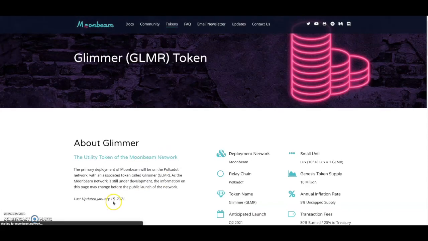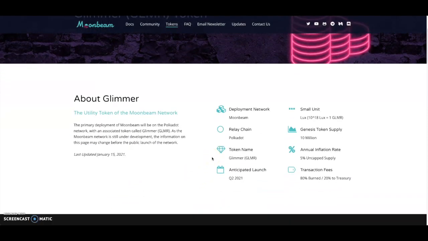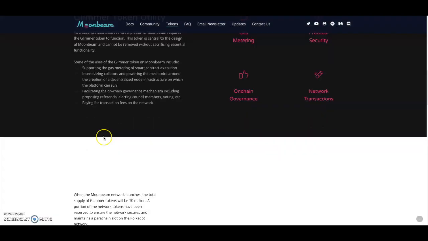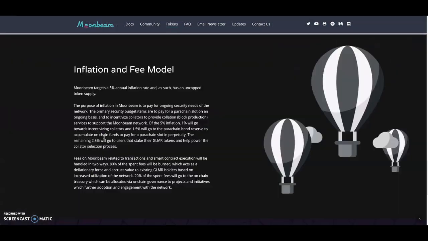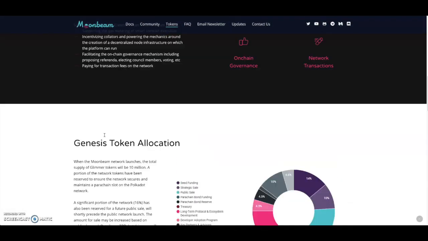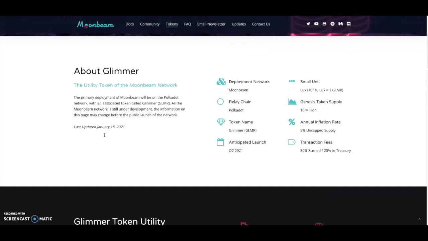Last update was just last month. Let's scroll down a little bit. No true update on exactly when it's going to come out, but it should be coming soon, within a few months I'd say, because a lot of people are waiting for this and are very interested in getting on it. Oh, here we go. Anticipated launch Q2 of 2021. So it could be three to four months when they finally launch, and that's going to be big for the ecosystem.